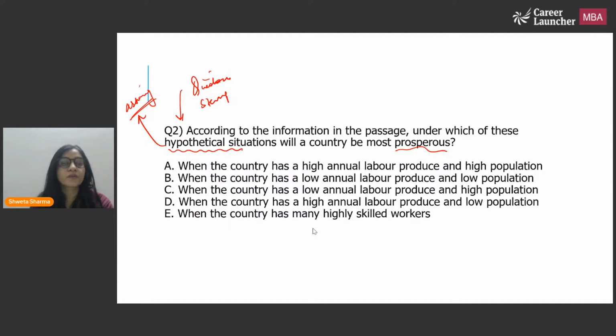All right, 20 seconds more, then we discuss it. Just look for the best possible solution, the low hanging fruits. In which of the situations do you think the country will grow the most, be the most prosperous? How does the population and annual labor impact? Okay.